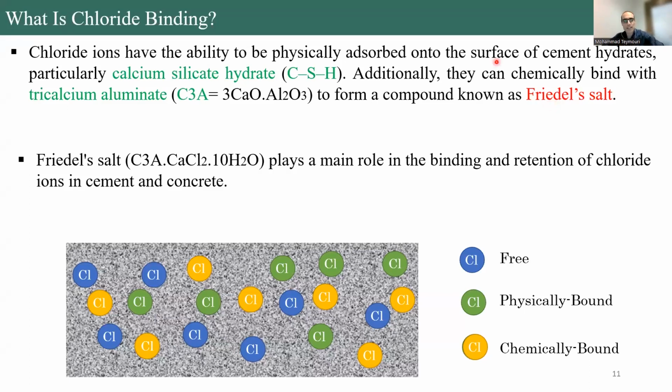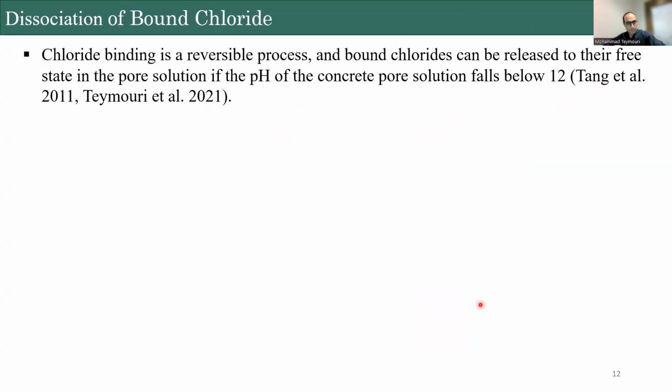How can we improve that? If we have more CSH in the concrete, it means we possibly have more binding, right? So incorporation of slag helps to consume the calcium hydroxide and form more calcium silicate hydrate. And also, if we use a slag that has a high amount of aluminum oxide, it means that we have more C3A, so we can have more chemically bound chloride. But the problem is that we cannot take it for granted. The chloride binding is a reversible process.